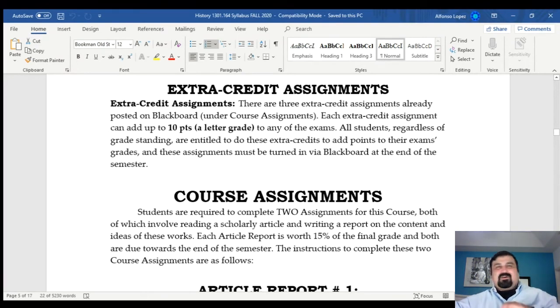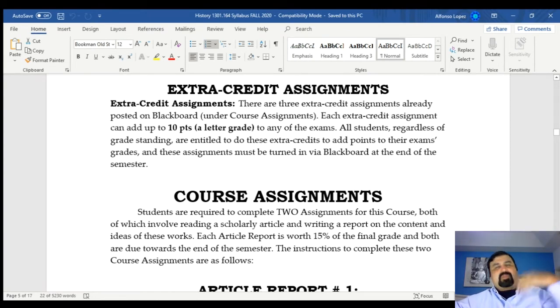All the instructions, in terms of the format, the layout, etc., are explained in the instructions. Each extra credit assignment is worth 10 points, which can be added to the exams. There are 3 exams and 3 extra credit assignments. So if you want to do 1 extra credit assignment, that's fine. You can add those 10 points to any of the exams you want, by the way.